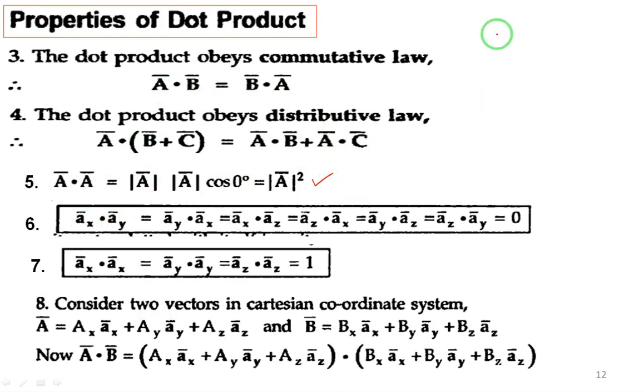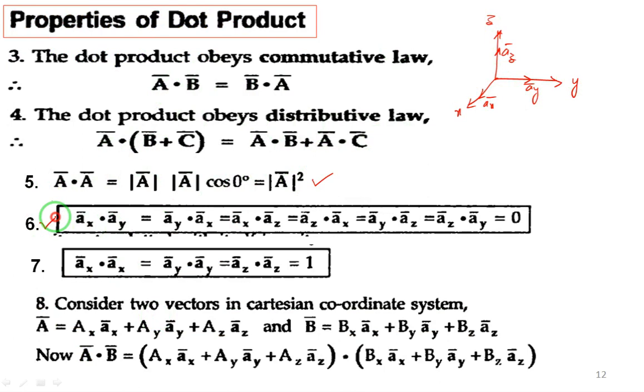Okay, these are unit vectors. In the rectangular coordinate system, I have already told you the base vectors or unit vectors are ax, ay, az. X, Y, Z: the unit vector along the x direction is ax, along y it is ay, and along z it is az. Observe the unit vectors. The angle between ax and ay is 90 degrees. The angle between unit vectors ay and az is 90 degrees. Az and ax is 90 degrees. Is it fine? So with this in mind, we will take the dot product of the unit vectors.